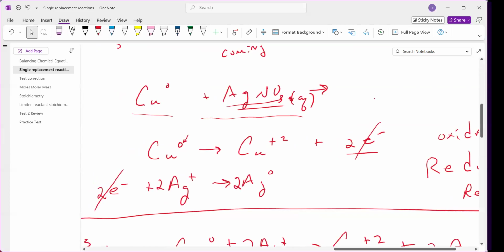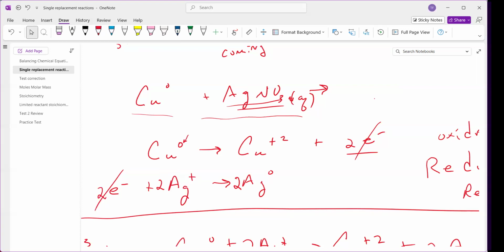Okay, so the recipient is going to be the silver ion. And the silver ion is a +1. So how many electrons can it receive? 1. So we have to have 2 silver ions to receive the 2 electrons being given off by the copper. And each one of those is a half reaction. Now, half reactions are half of the reactions, not the whole thing. So we need to put those 2 half reactions together to make the whole reaction.